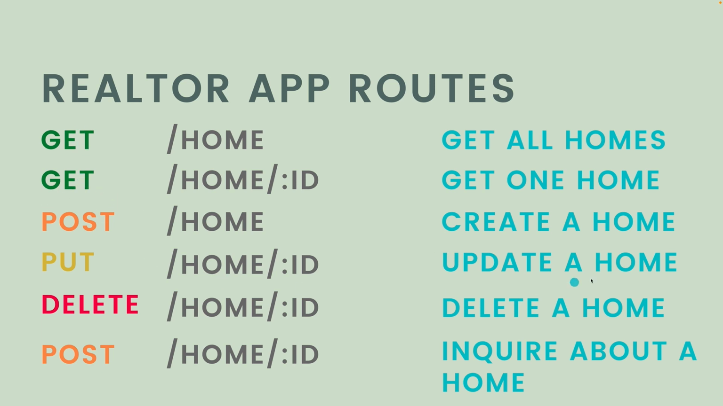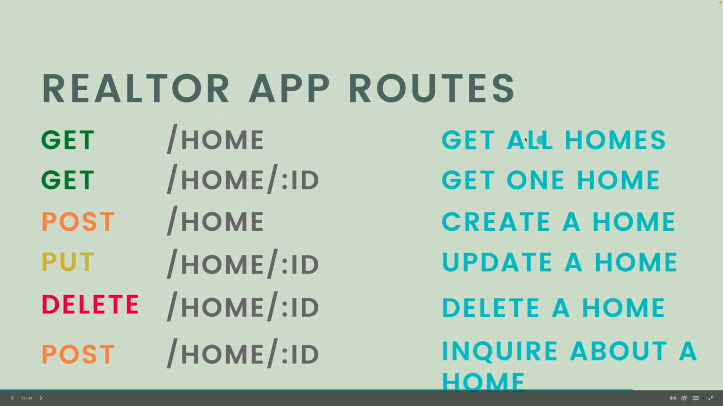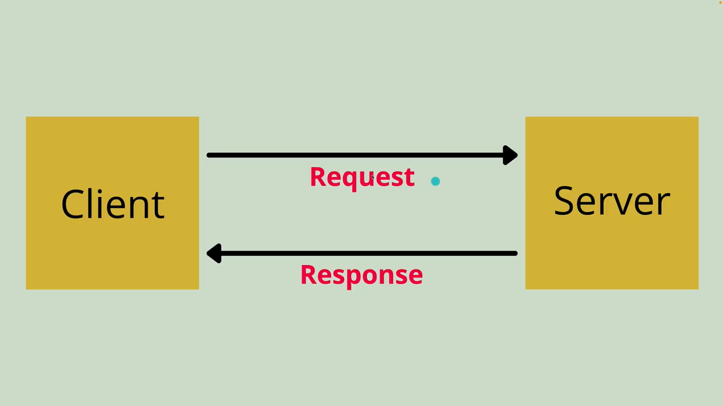We can also do the same thing for updating a home with a put verb, as well as deleting a home with a delete verb. So what we can do is the client can access any particular endpoint and make that request in order to perform a certain action. And so that is what we're going to be building inside of our Nest application. We are going to be building the server side, and then the client can go ahead and just make requests and get responses.